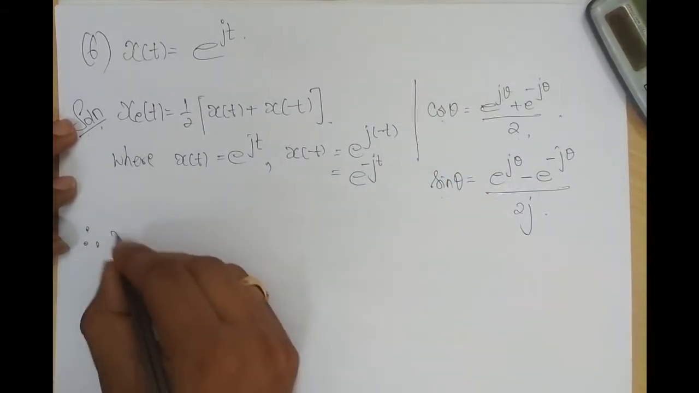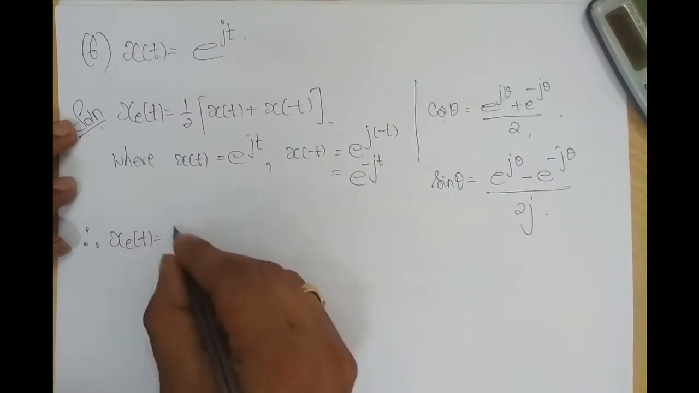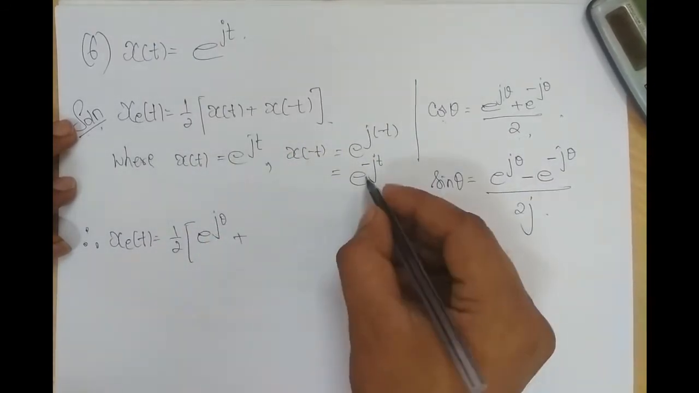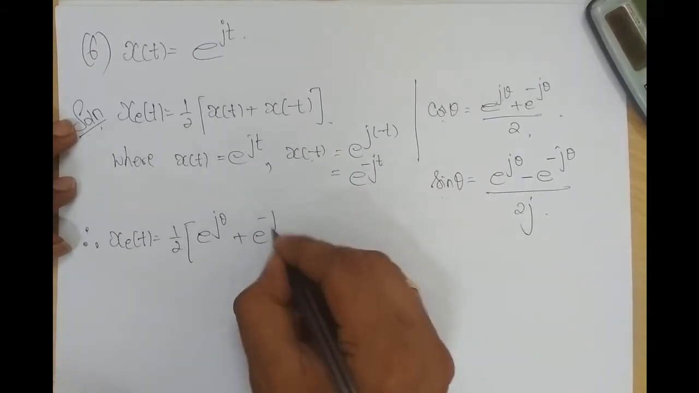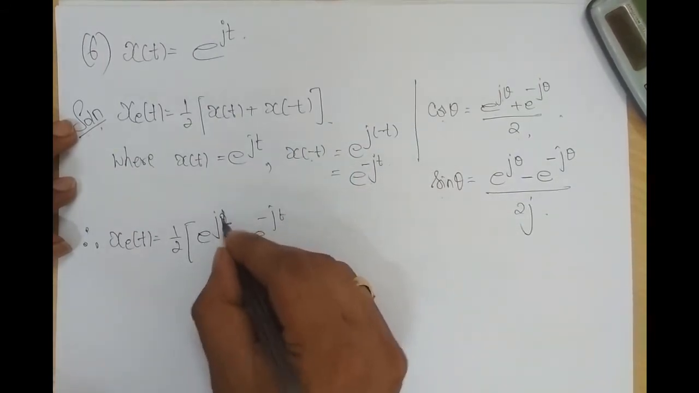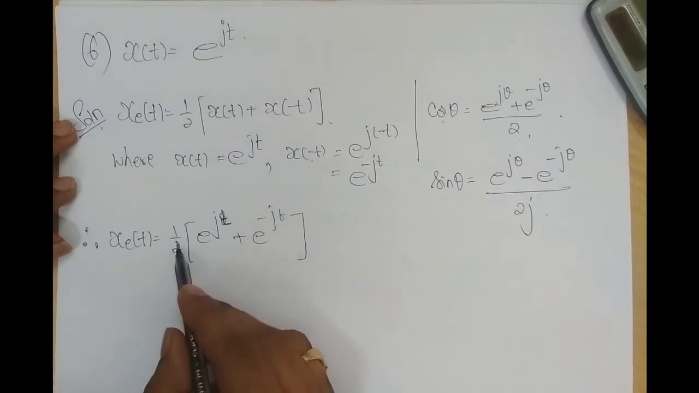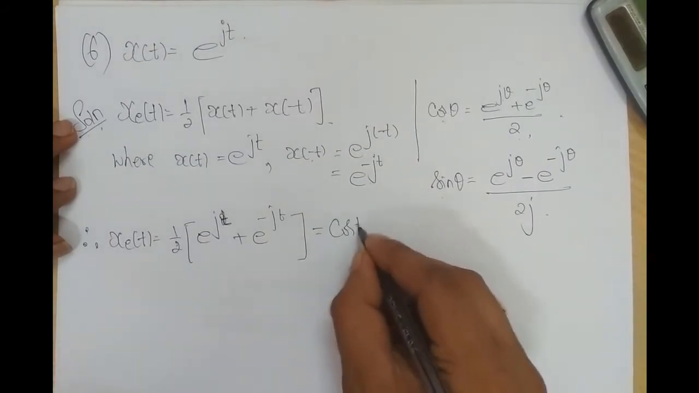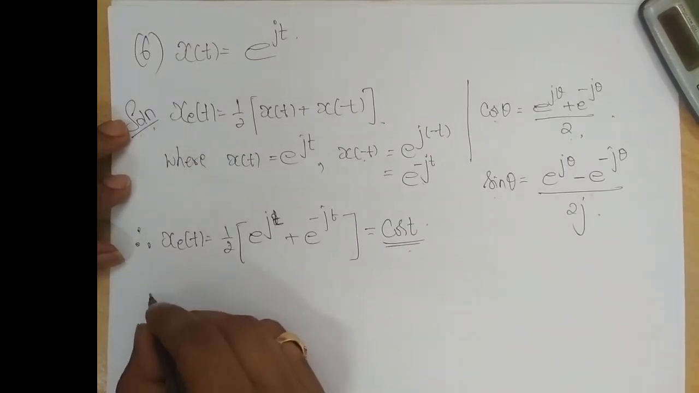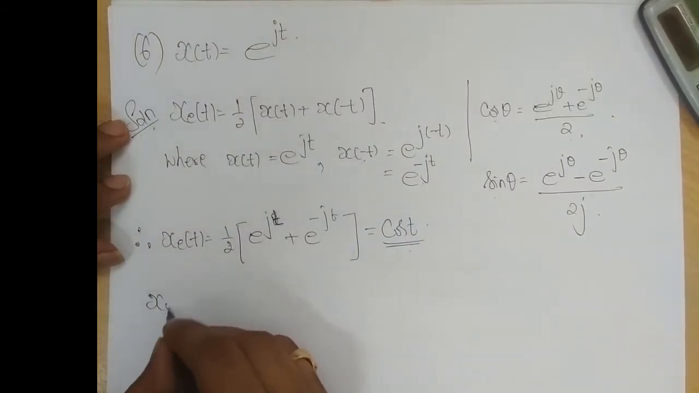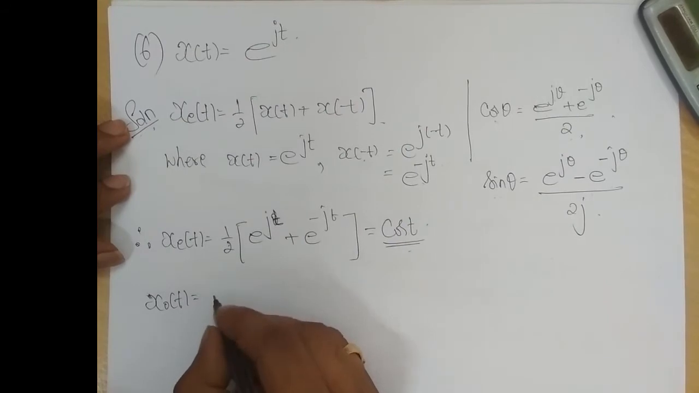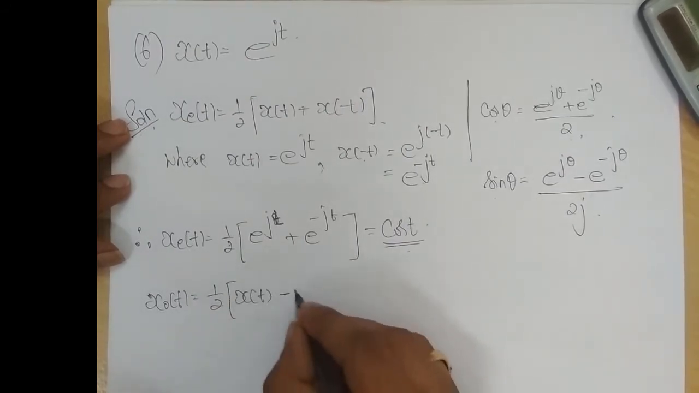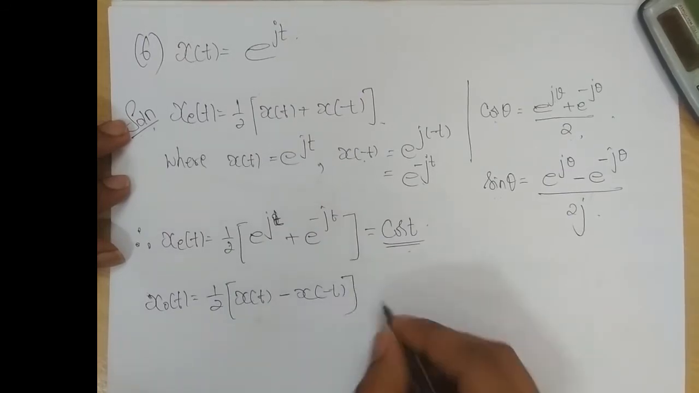So therefore x e of t is equal to 1 by 2 into x of t, which is e power j t, plus x of minus t, which is e power minus j t, right? So what is 1 by 2 into e power j t plus e power minus j t? This is nothing but cos t, right? Now what about sin t? Sorry, what about the odd component? X o of t is equal to what? 1 by 2 into, the formula is x of t minus x of minus t, right?